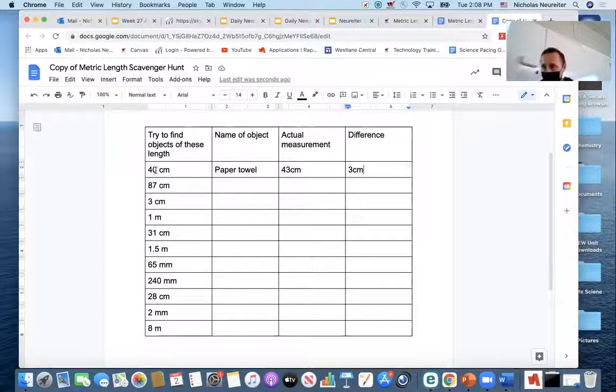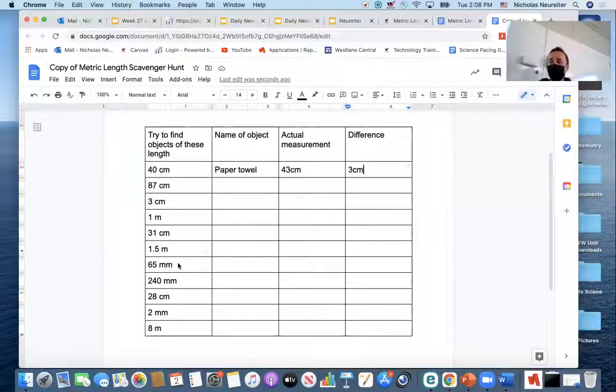So that one is 40 centimeters. The next one is 87. So remember, a meter is 100 centimeters. So this is less than a meter stick. And then you have 3 centimeters. And then you have 1 meter. So that's 100 centimeters. That's 1 meter stick. 31 centimeters, which is about the size of a ruler. 1.5 m, which means 1.5 meters. 1.5 meter sticks, or 150 centimeters.